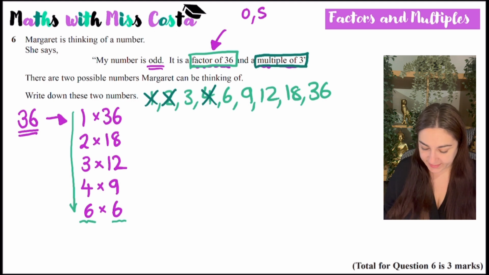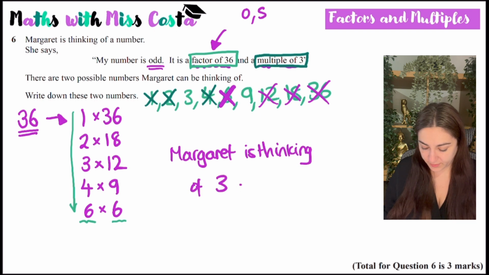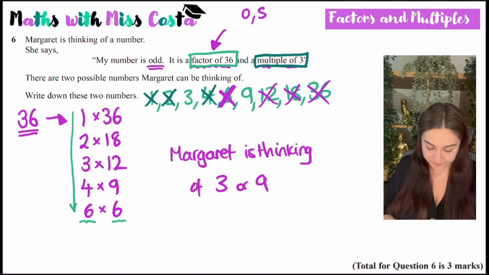And the last thing is her number is odd. So I cross out any numbers that are not odd. So any even numbers I cross out. And therefore I'm left with 2 numbers. So Margaret is thinking of 3 or 9.